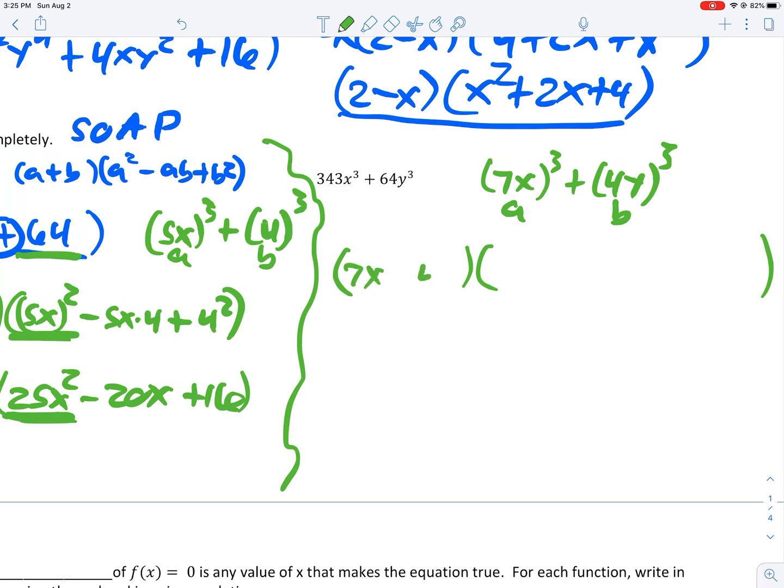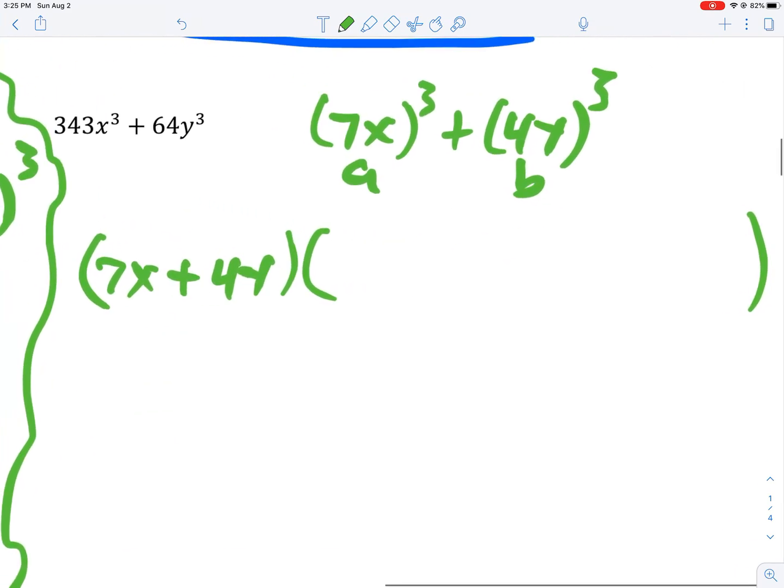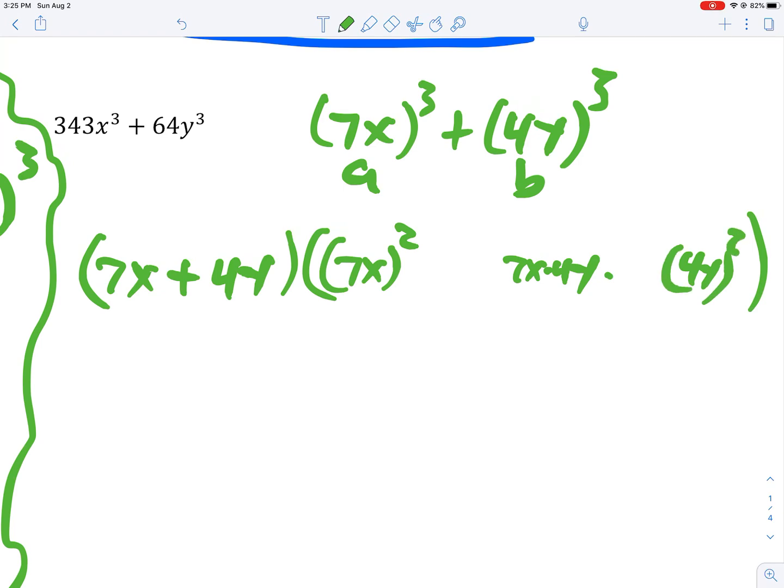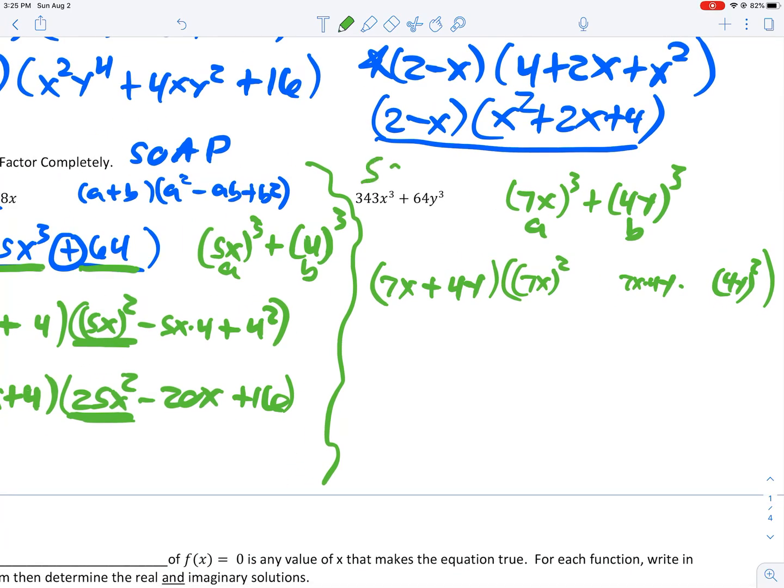So we have binomial, trinomial. So 7x, 4y, this is going to be a plus. Then 7x we're squaring, 7x times 4y, right? And then 4y we're squaring. And the signs, because remember SOAP, this will be opposite, this will be always positive.